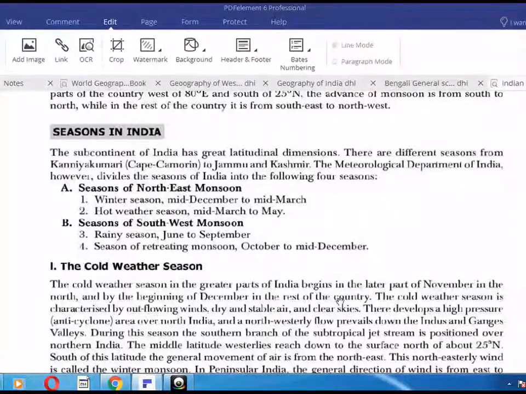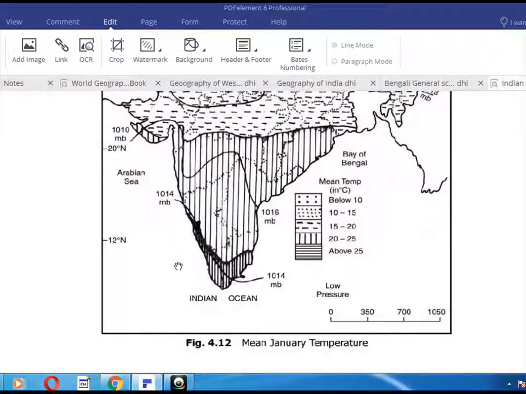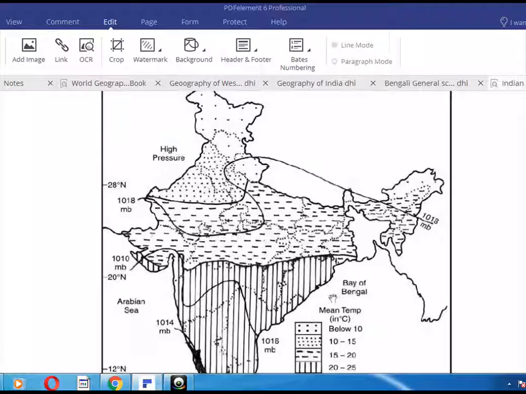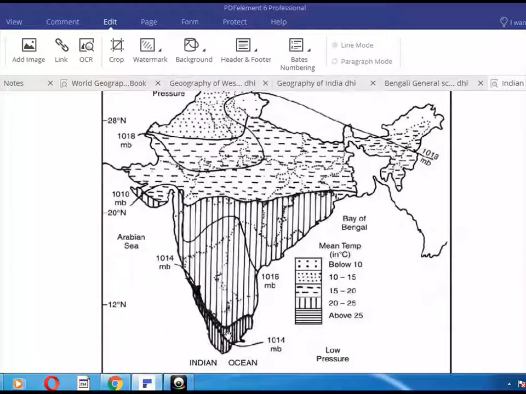So, the seasons in India: the season of the northeast monsoon and the season of the southwest monsoon. Okay, so the northeast monsoon is the winter season, mid December to mid March. Okay, hot dry seasons here. The southwest monsoon is June to September, and the season of the retreating monsoon is to mid October. Okay, mean January temperature. Here you can see the highest temperature now, above 25 degrees centigrade.